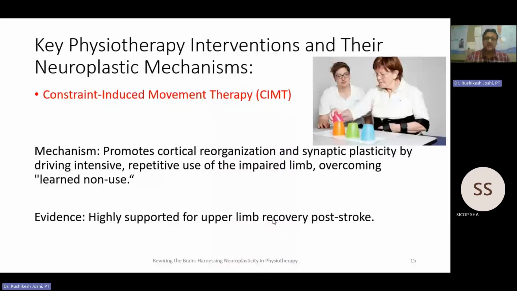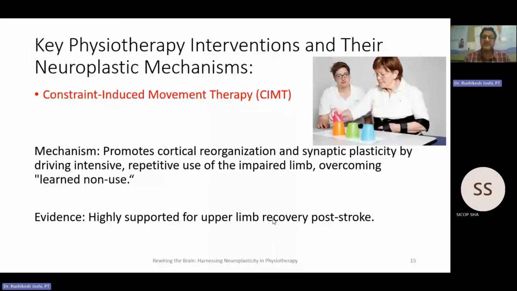I have kept a few interventions. These interventions have strong evidence in neurorehabilitation, which has proven that neuroplasticity is working. Based on that principle of neuroplasticity, the interventions are designed and are very well practiced currently, and patients are showing very good recovery. One of them is constraint induced movement therapy. We call it CIMT.